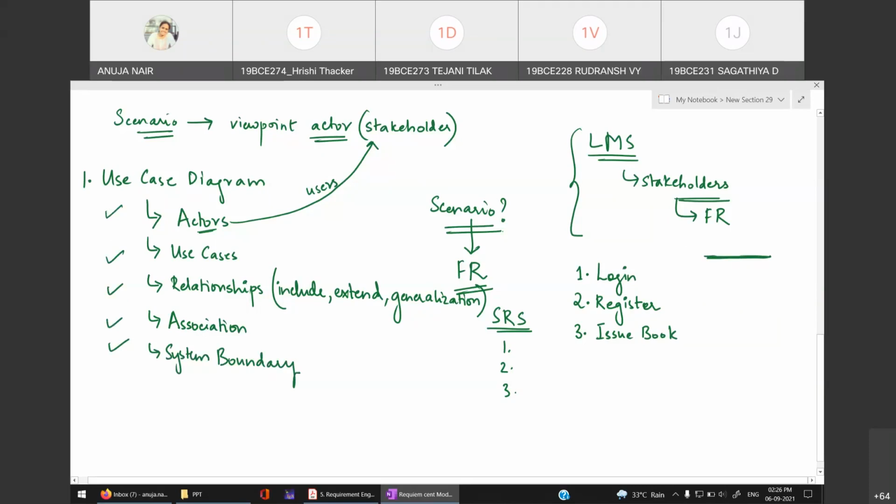Is it understood till now? Any doubt till now before I proceed further? How to create a use case diagram? Please let me know.